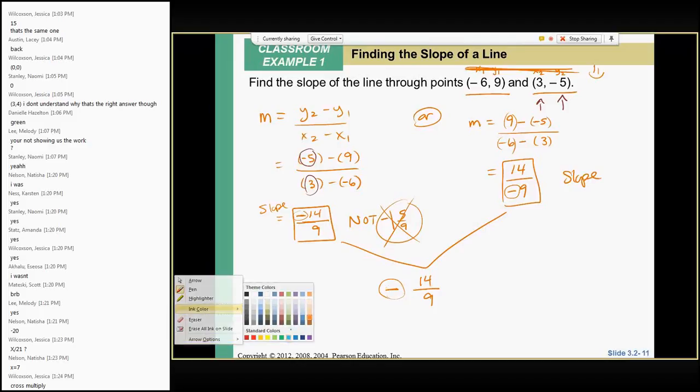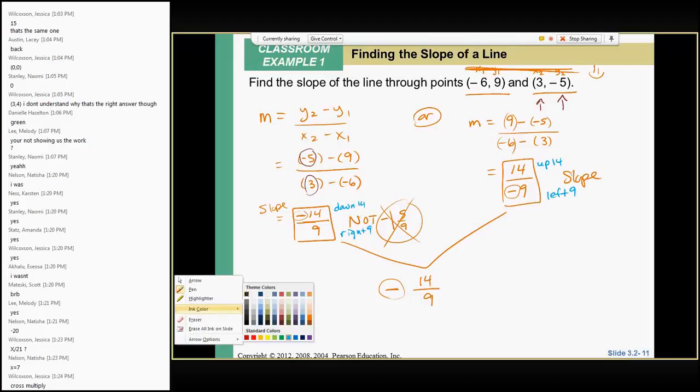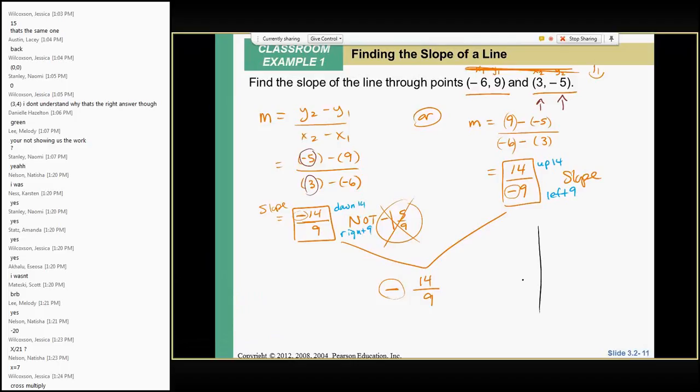So what does this actually mean? If you have a negative in the numerator, it really means to go down 14 and to the right 9. Over here, this really means to go up 14 and left 9. Well, how can that be the same? I'm going to show you. -6, 9, let's just approximate. There's -6, 9, and 3, -5.